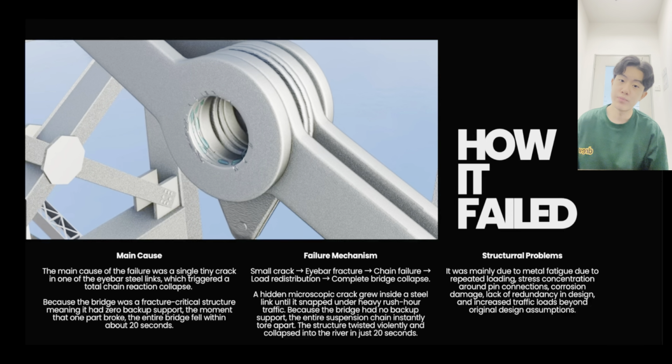Hi everyone, my name is Brandon, and right now I will be explaining how the Silver Bridge actually failed and also the factors that led to its ultimate collapse.